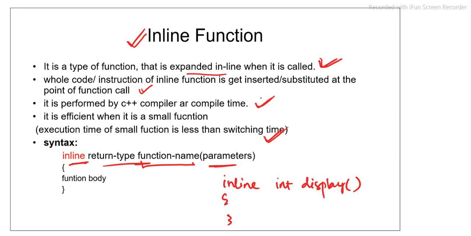And it is advisable in most cases to declare the inline function very small, because if the function is very large, in that case the overhead will also increase. That's why a function with a small number of lines of code is preferable for inline function. Let's discuss one example.